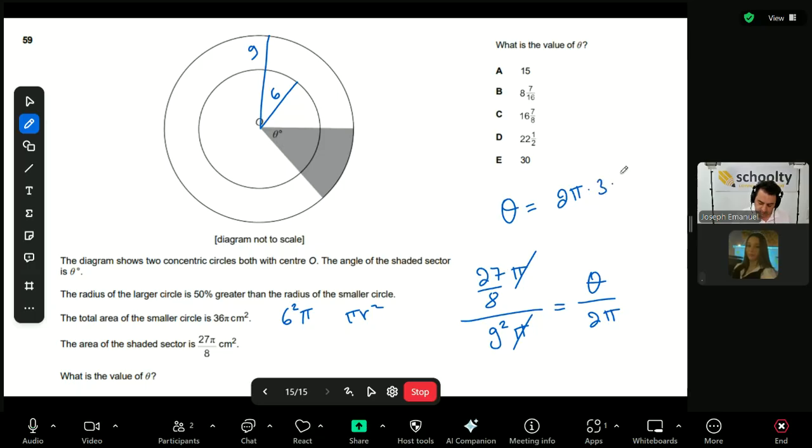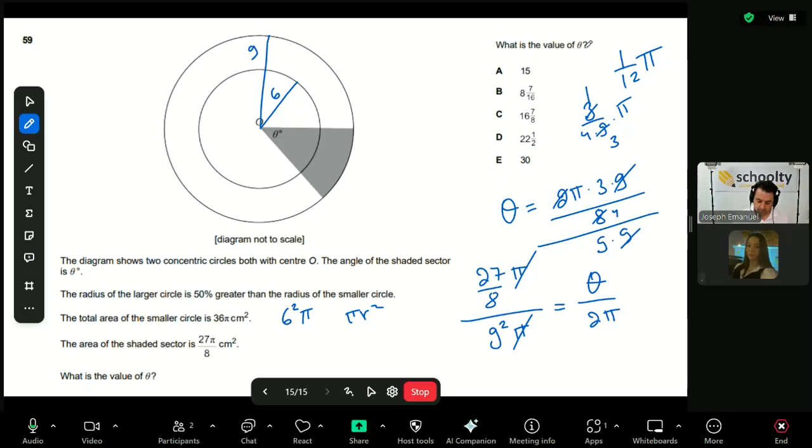27 is 3 times 9, correct? Divided by 8. All this divided by 9 multiplied by 9. So let's make it more simple. This is 4. So you have 3 divided by 4 by 9, multiplied by pi. This is 1, this is 3. 1 times pi. 1/12 of pi.